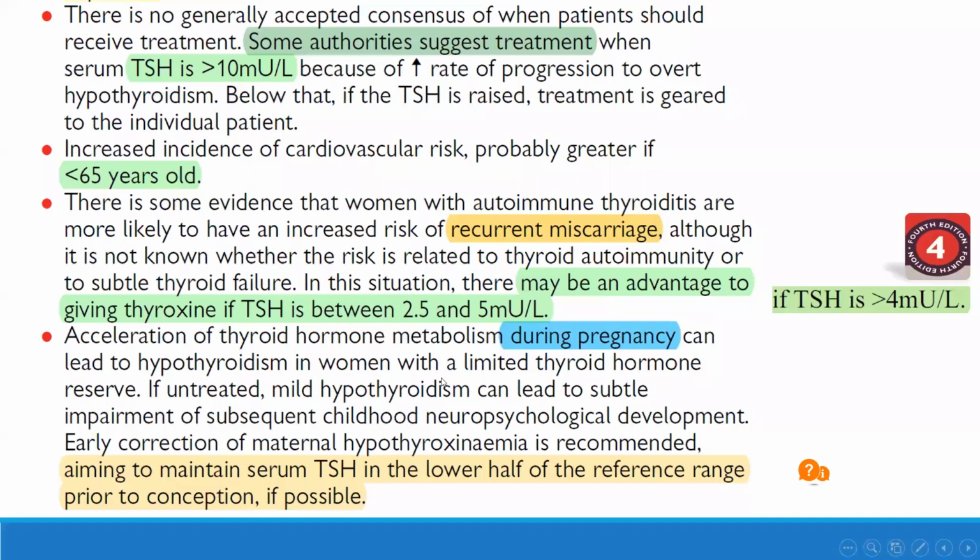This is a very important update in the latest guidelines of the American Thyroid Association actually. So don't forget that the aim of TSH preconception is normalization of the TSH to be in the lower half of the reference range. It is better to be less than 2.5.